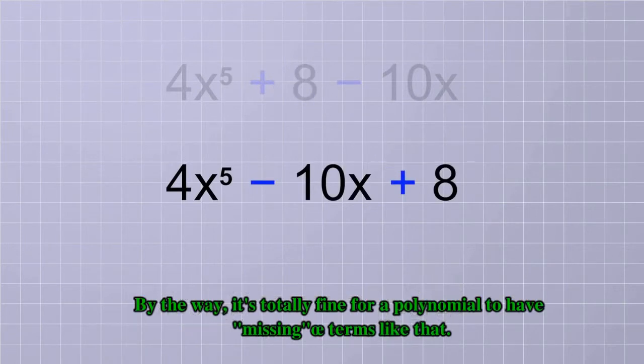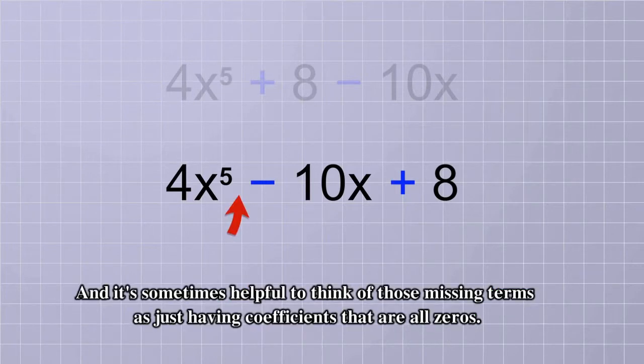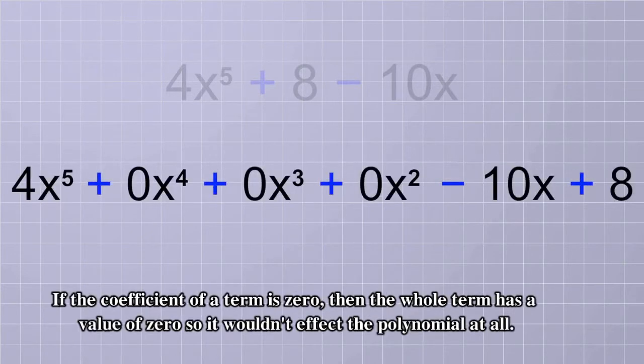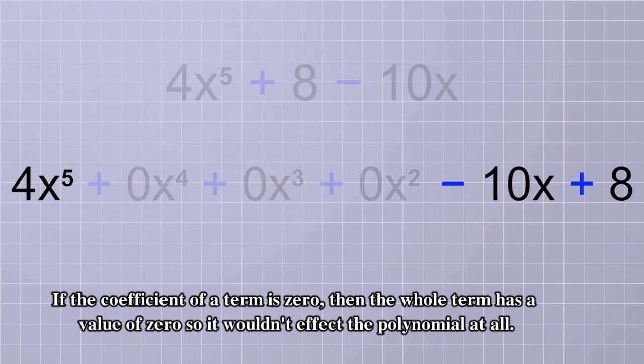By the way, it's totally fine for a polynomial to have missing terms like that. And it's sometimes helpful to think of those missing terms as just having coefficients that are all zeros. If the coefficient of a term is 0, then the whole term has a value of 0. So it wouldn't affect the polynomial at all.